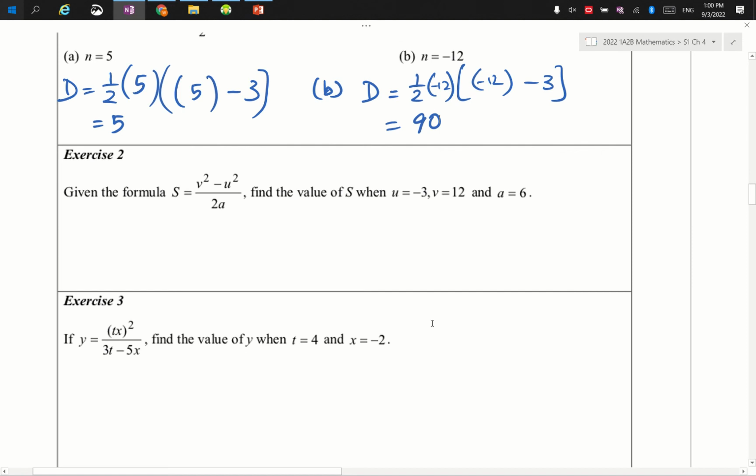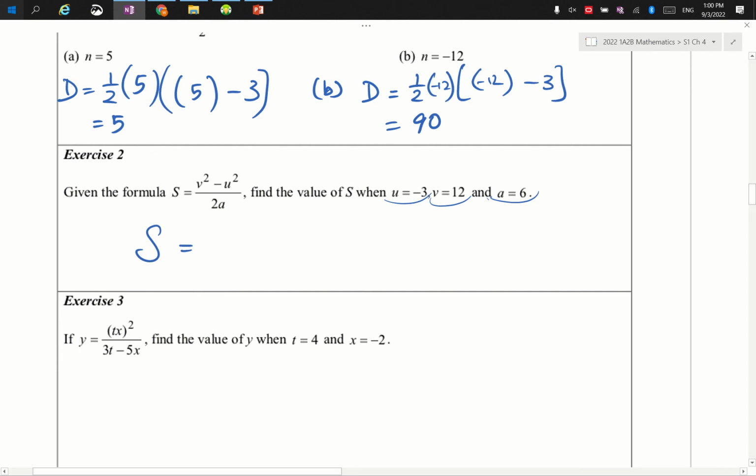Next one. Wow, we have more now. S equals to v squared minus u squared over 2a. They tell you, okay, v is 12, u is negative 3, a is 6. Is it difficult? No, change all the letters to brackets. And now I don't want you to do it. Look up, look up. I don't want you to do it because I'm afraid you may make a mistake.